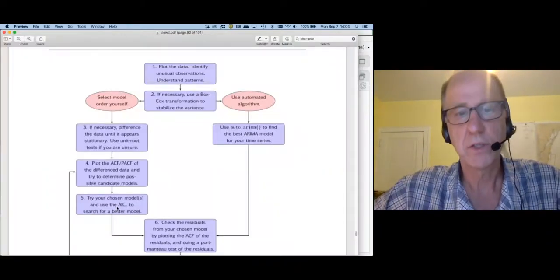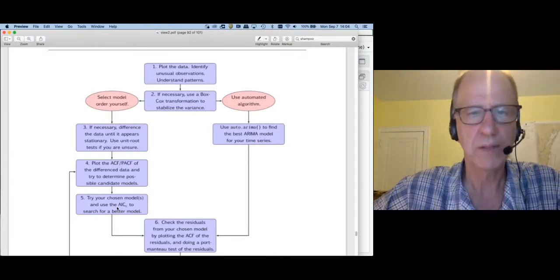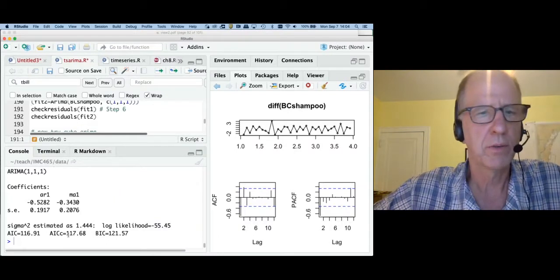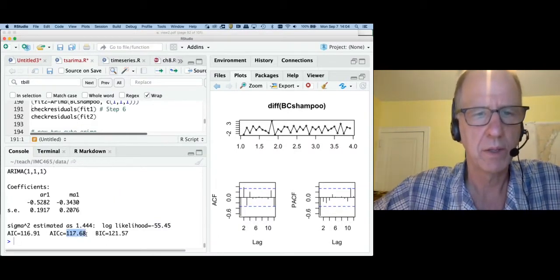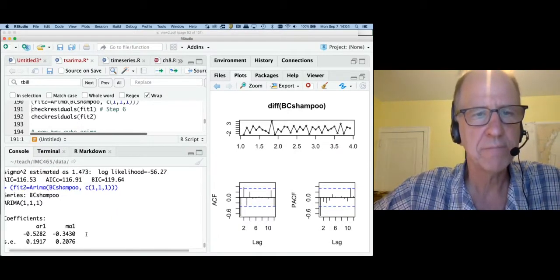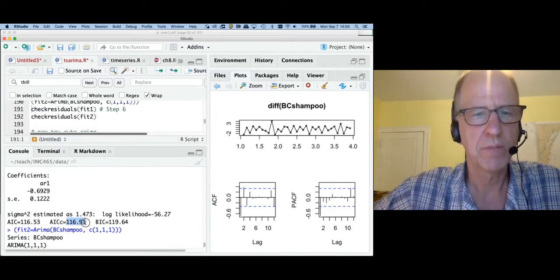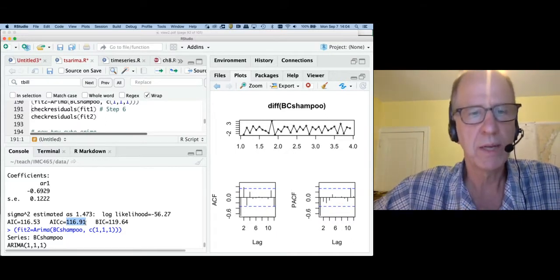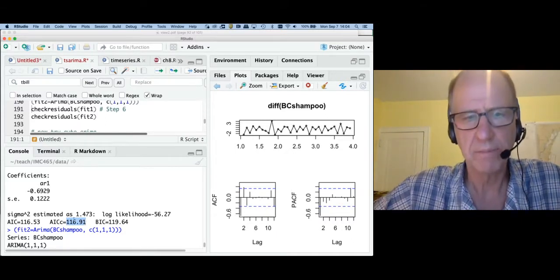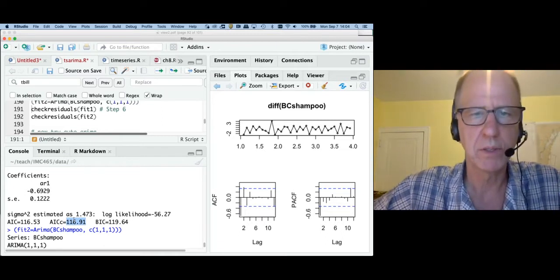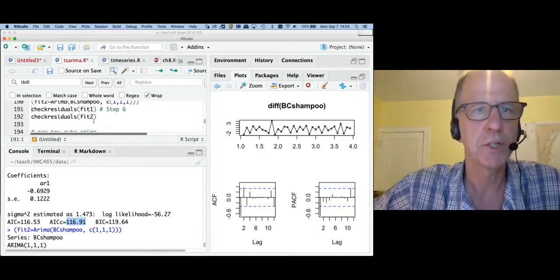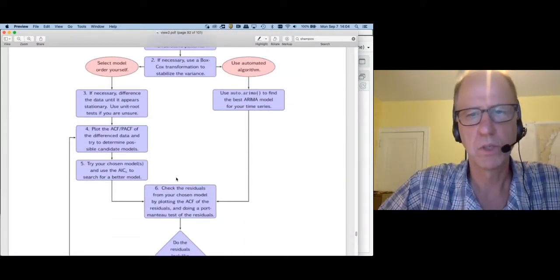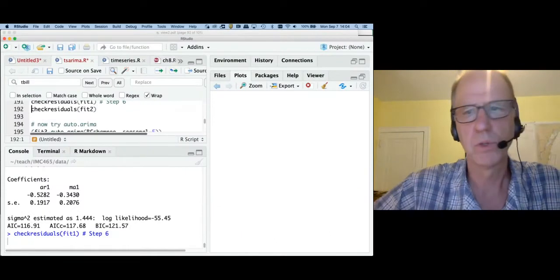Step 5 says to use AIC corrected to see which model is better. So let's go take a look at our corrected AICs. The ARIMA model has a value of 118, while the autoregressive model is 116.9. Remember, we want small AIC, and so the autoregressive model is a little bit better than the ARIMA model, but not by much. Let's move on to step 6, which is to check our residuals.